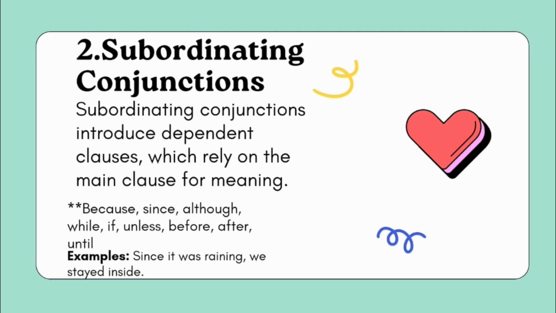Another example, since it is raining, we should stay indoors. Since is the subordinating conjunction in that statement. He studied hard so he could pass the exam. So is the subordinating conjunction in that statement.